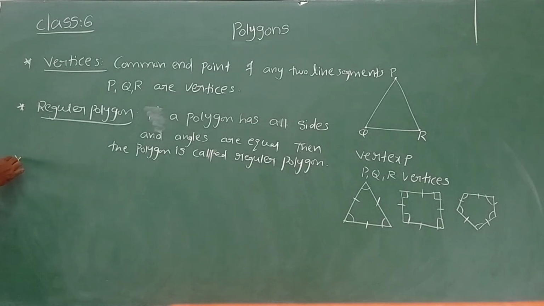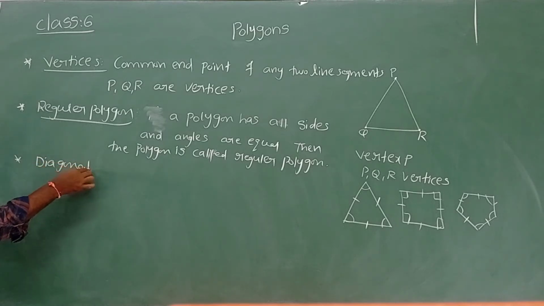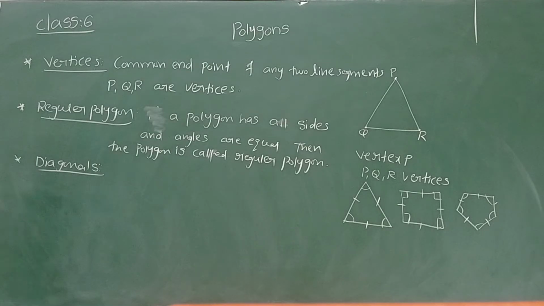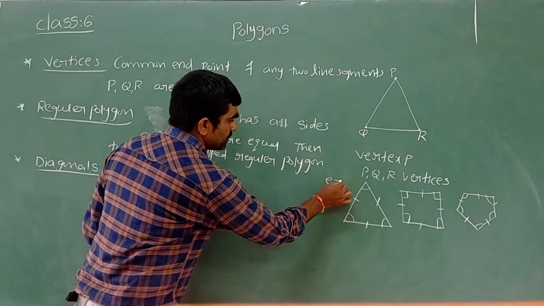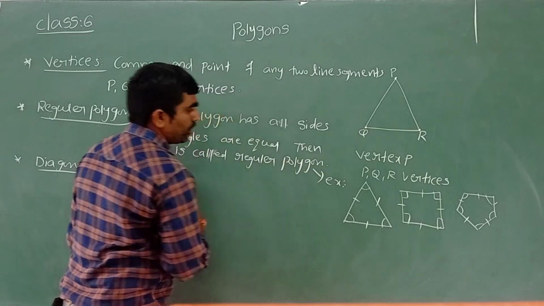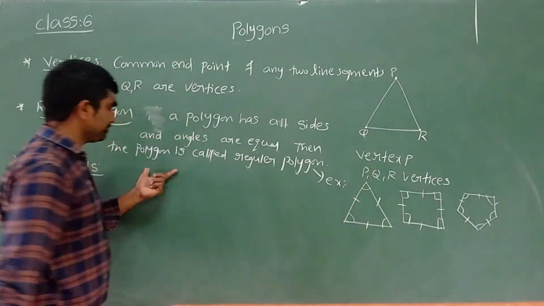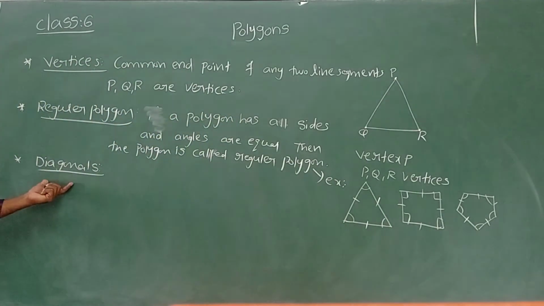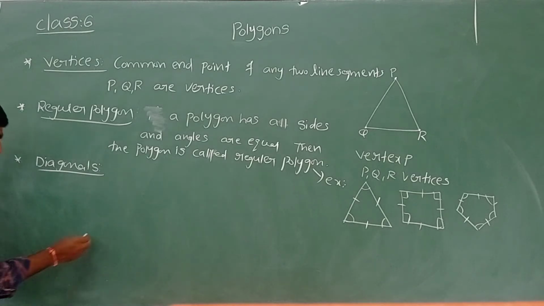Then more we need to know about diagonals. So what is meant by diagonals? Diagonals are nothing but simply line segments. These are the examples which are connected to this regular polygon over here. You can copy here. Next we can see diagonals. What is meant by diagonals? How can we draw diagonals? Let me show you here.